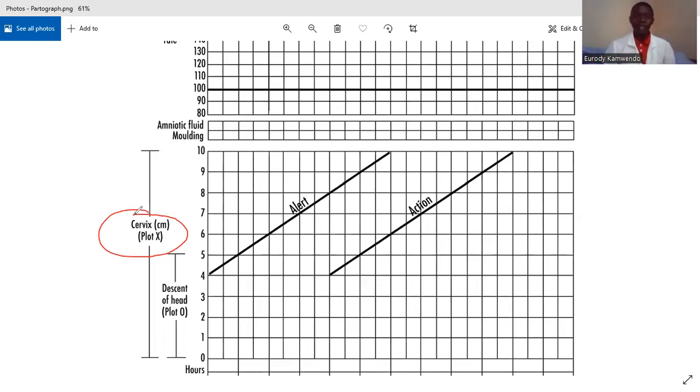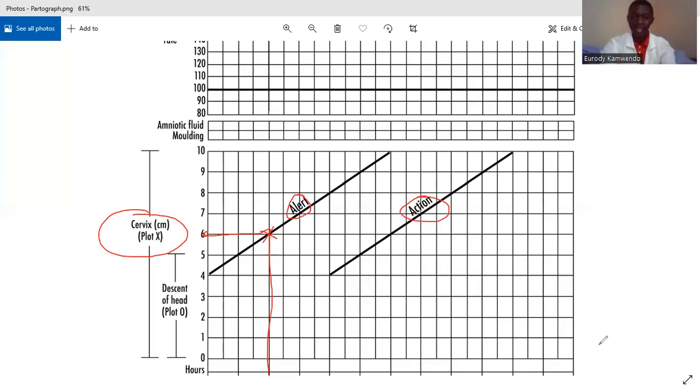So let's take that the woman has just been brought, and at that particular moment the cervix is 6 centimeters dilated. You go in with 2 fingers and you measure the dilatation. You find that it is 6 centimeters dilated. You are going to go where there is 6 here and follow this particular line, and where it intersects with the alert line, you are going to put an X like that. So the normal figures when you're plotting on the Partograph should lie on the alert line and not on the action line.